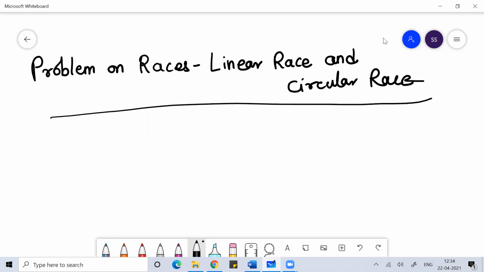And in this class, I will discuss the problem on races, where we try to understand the difference between linear race and circular race, and we'll do the problem with respect to that. So, before we talk about the concept of race and try to solve the problem, we need to understand that the problem on races is actually the concept of time, speed, and distance.